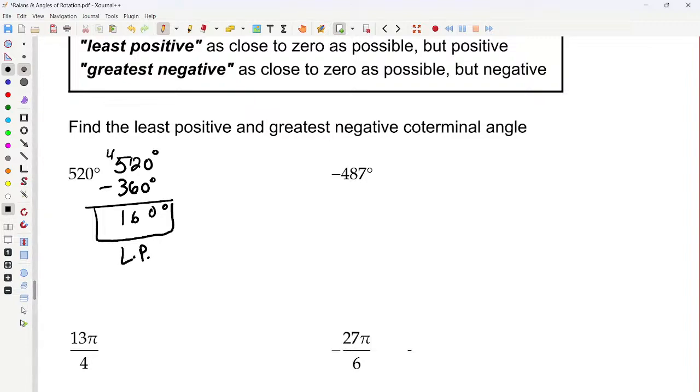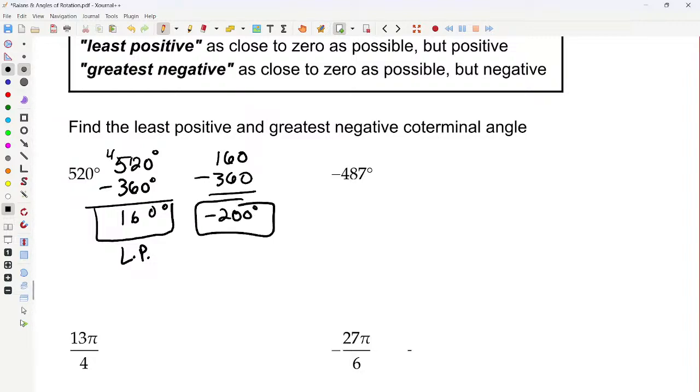Least positive. How would I find the greatest negative? Subtract another 360. Minus 360, and you'd get negative 200 degrees. That's your greatest negative. Because we can continue to subtract 360, we can continue to add 360, but this would be the least positive and the greatest negative.